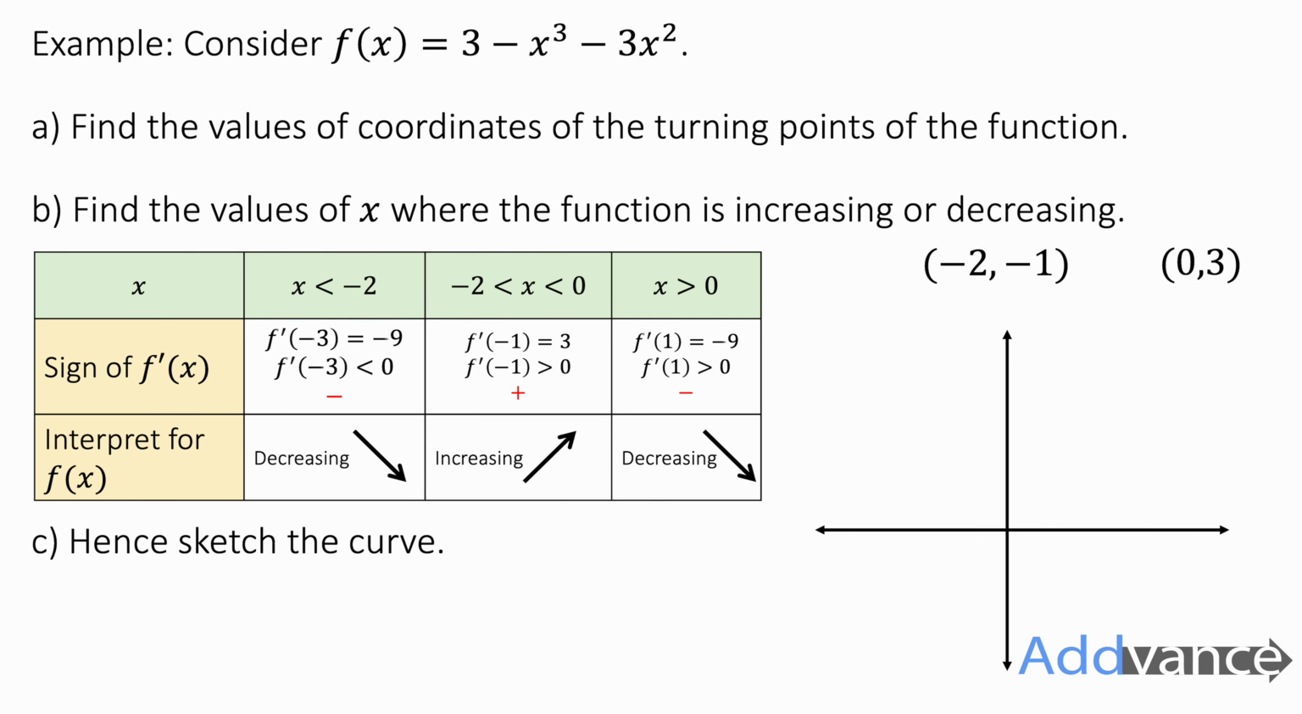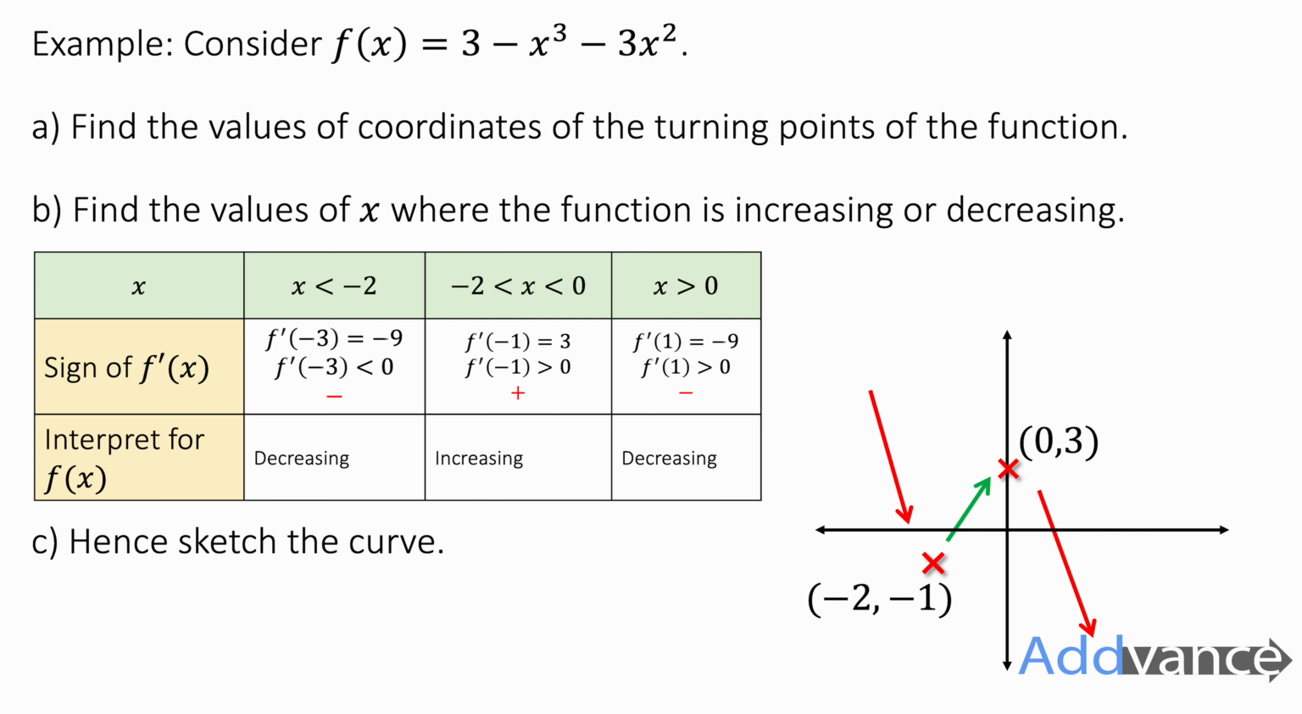Okay, so now we're going to sketch the curve. Well, we know it's got a minimum and maximum at these points here. It's got turning points at minus 2, minus 1, and 0, 3. We're going to roughly sketch where we think minus 2, minus 1 is, and where 0, 3 is, and we're going to label those coordinates as well.